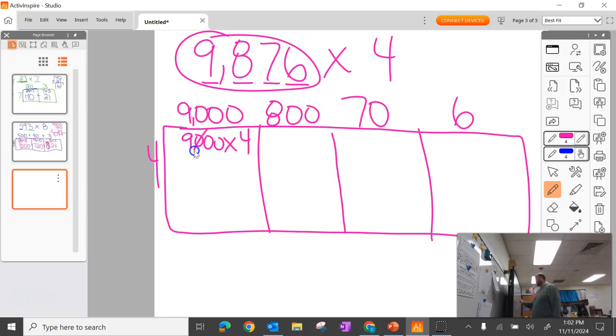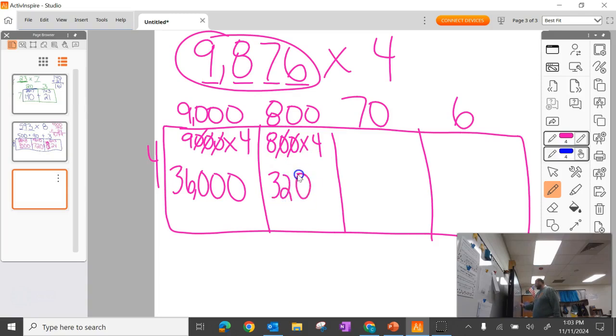9,000 times 4. I'm chopping 1, 2, 3 zeros. 9 times 4. If you know your fingers method, you can see that it's 36. And then add my 3 zeros. Put my comma. Then I have 800 times 4. 2 zeros off. 8 times 4 is 32. Add my 2 zeros. Put my comma in.